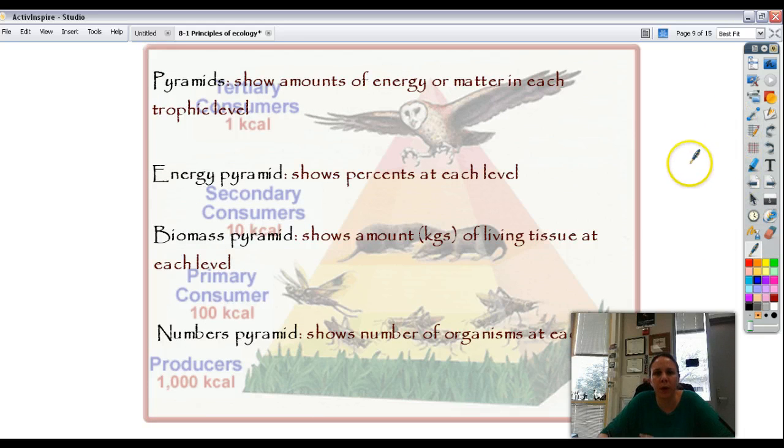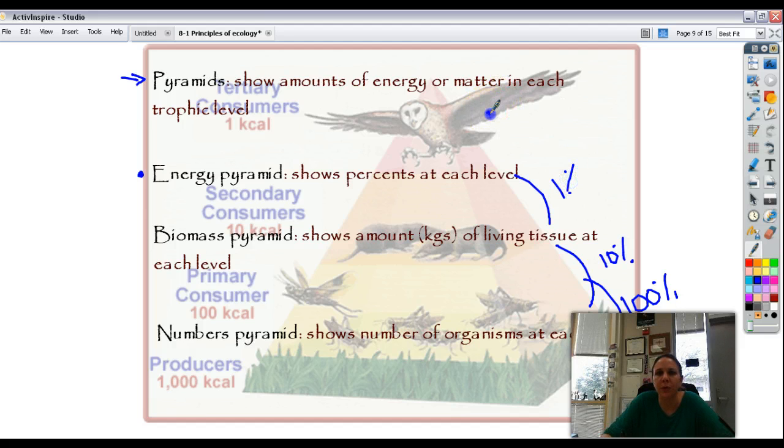Now, food webs are a great way to represent who eats who, but there are these things called ecological pyramids that represent visually how much of the stuff is present at each of the different trophic levels. So a food pyramid shows the amounts of energy or matter that each trophic level contains. So we have an energy pyramid, which will show what percent is present in each level. So the bottom one, where the plants are, that's going to be 100%. And if we follow the 10% rule, the next level will be 10%. This one will be 1%, and this one will be 0.1%.